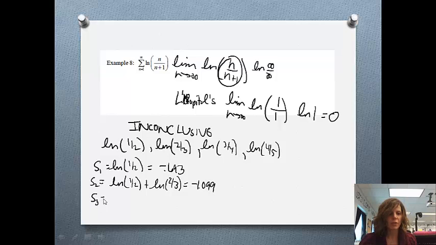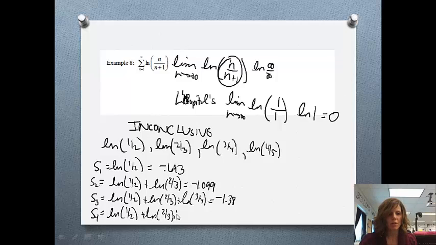Then I'll do the third sum, ln of 1/2 plus ln of 2/3 plus the natural log of 3/4, and I'll get negative 1.38. And if I do the fourth sum, we'll do ln of 1/2 plus ln of 2/3 plus ln of 3/4 plus the natural log of 4/5. Sorry about that, I misspoke earlier. And that will equal negative 1.609.